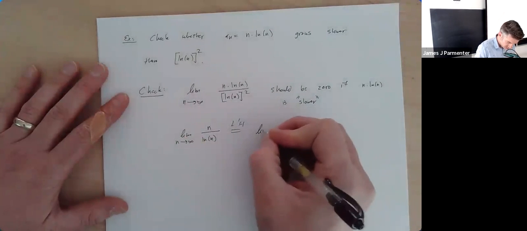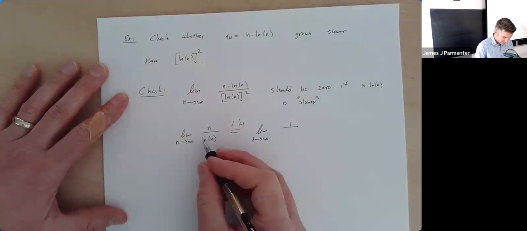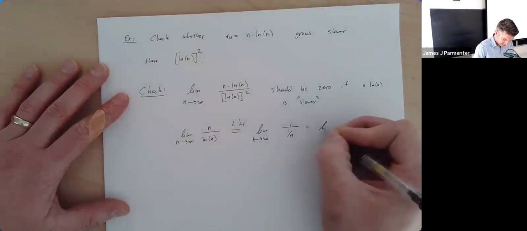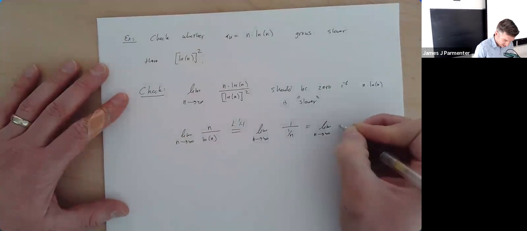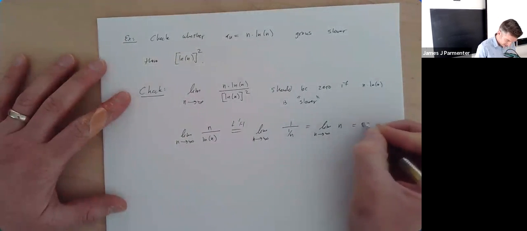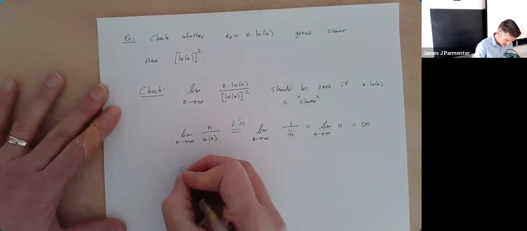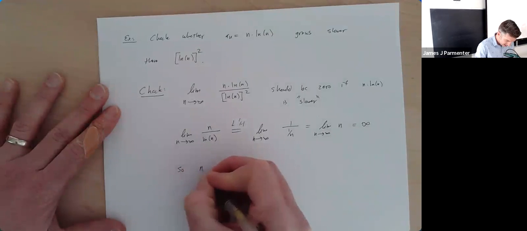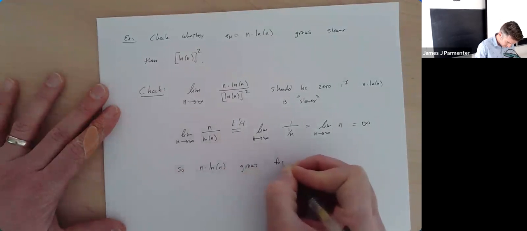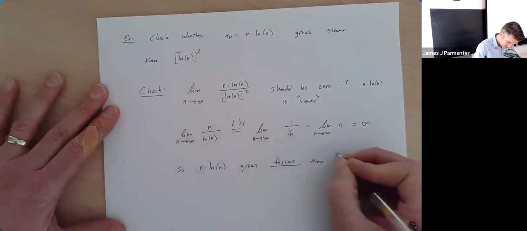So using L'Hopital's rule, the derivative of n is 1. The derivative of natural log of n is 1 over n. And then if I simplify this a little bit, I've just got the limit as n goes to infinity of n, which is for sure not 0. It is definitely infinity. What does this tell us? This tells us that actually the top thing, n natural log of n, grows faster than the bottom thing, natural log of n squared.